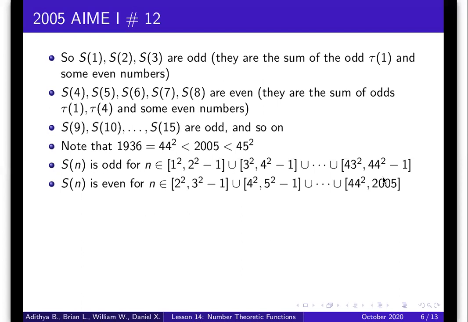So we fill in the gaps between these intervals. 2 squared to 3 squared minus 1, because you'll have the squares 1 squared and 2 squared up to them, and so on. So it goes up to 44 squared, and then we have to cap it at 2005.